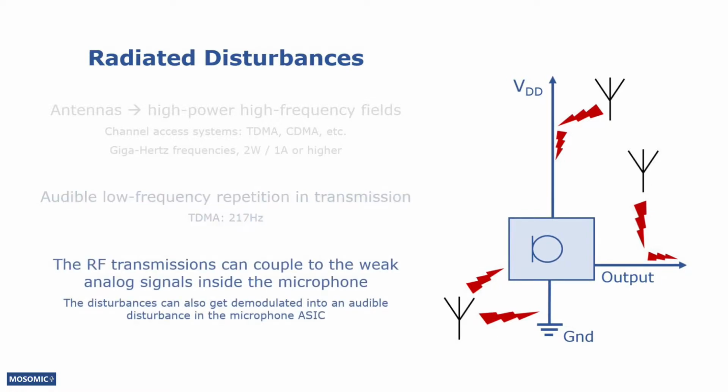The RF transmissions can couple to the microphone output signal, or they can couple to the traces going into the microphone and enter the microphone as conductive disturbances. If the microphone is not properly shielded with a Faraday cage, the radiated signals can also penetrate directly into the microphone. The signals that enter the microphone can couple to the weak analog signals inside the microphone. They can also get demodulated into an audible disturbance in the microphone ASIC.